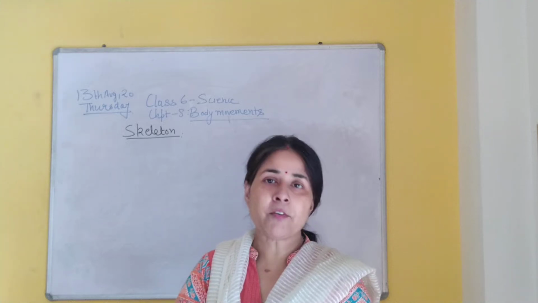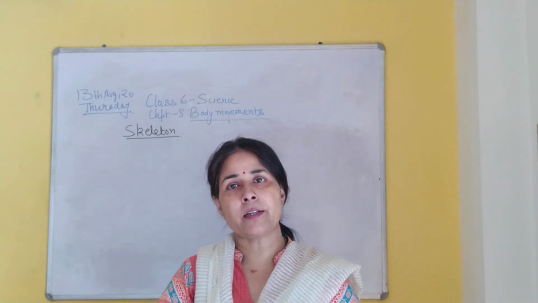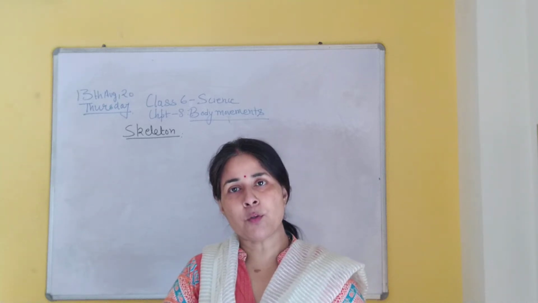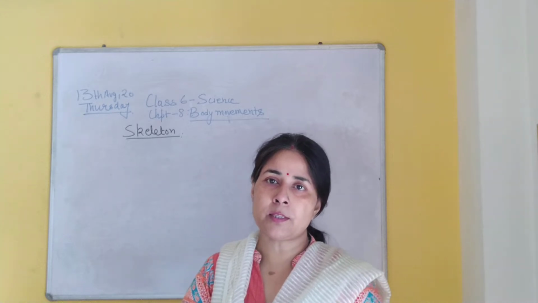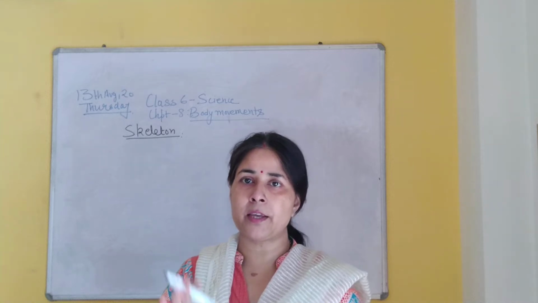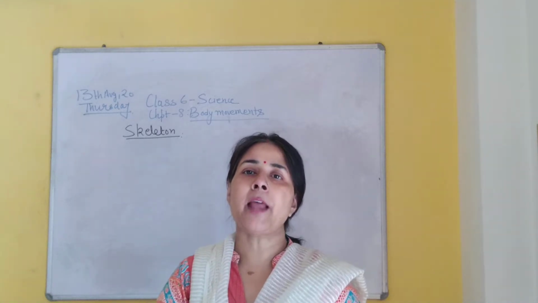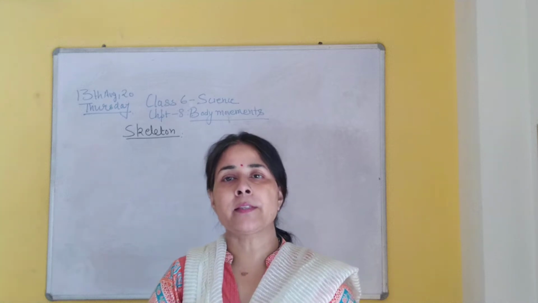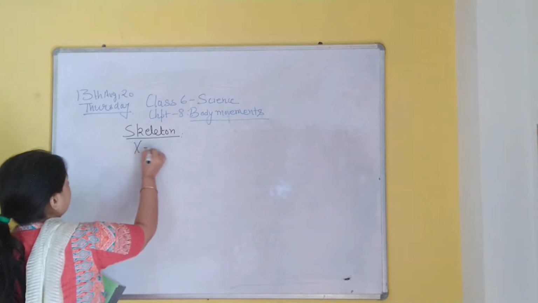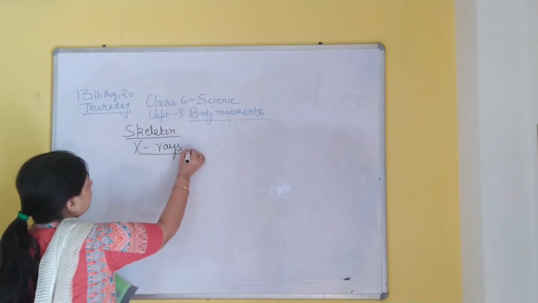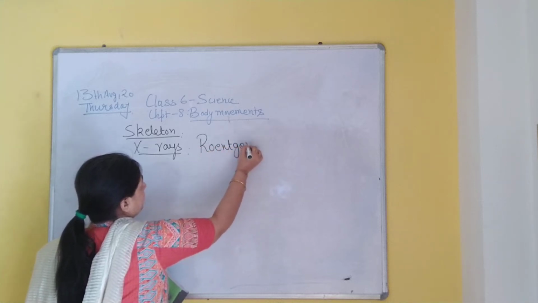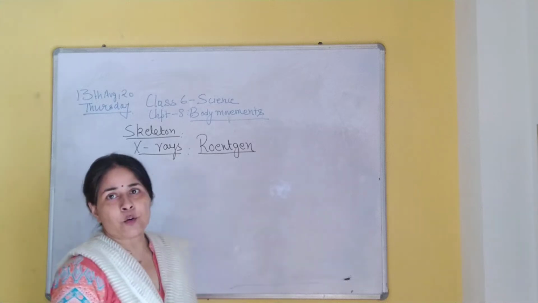Now when we were talking about the skeleton, we were saying that it is a structure which supports our body, and it is made up of bones. If we want to see the bones inside our skeleton, we had talked about X-rays. X-rays give an insight into the skeleton, and through X-rays we can know the exact number of bones and how these bones are arranged. X-rays were discovered by Roentgen.